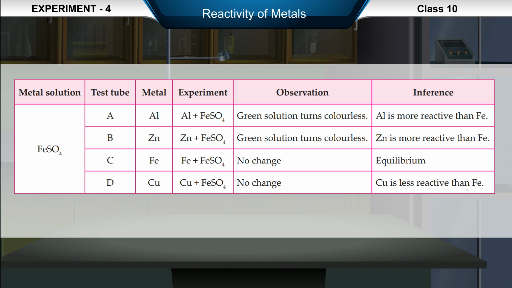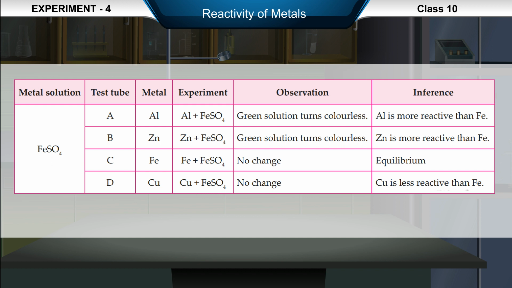Test tube B. Metal: zinc. Experiment: Zn plus FeSO4. Observation: green solution turns colorless. Inference: zinc is more reactive than iron.